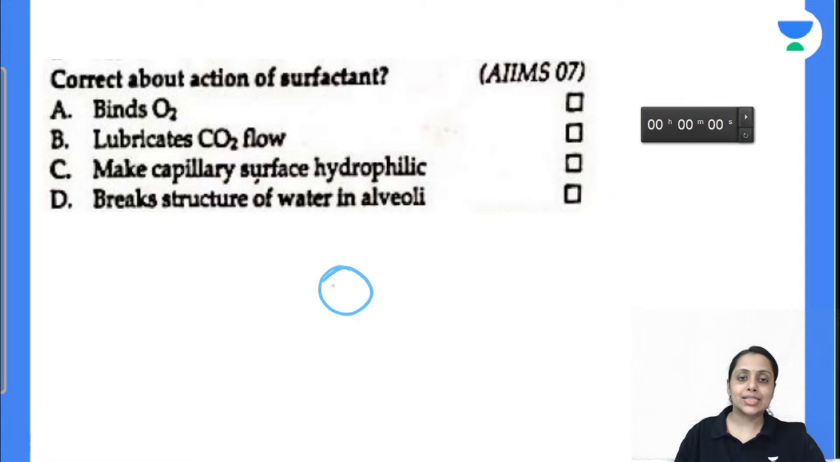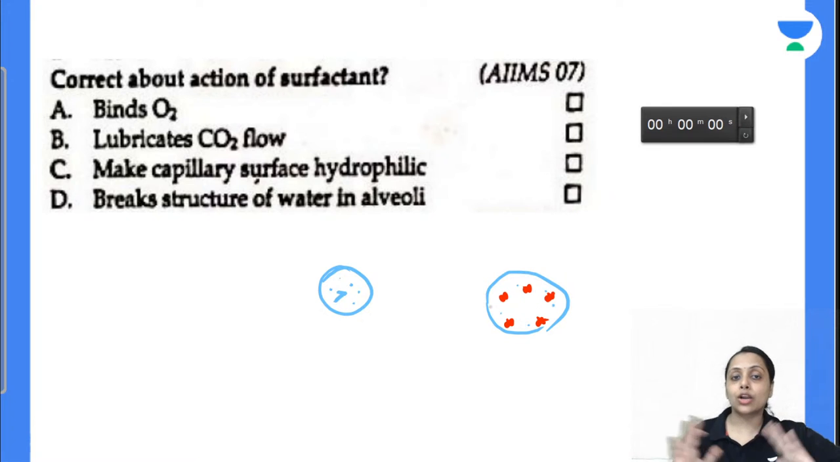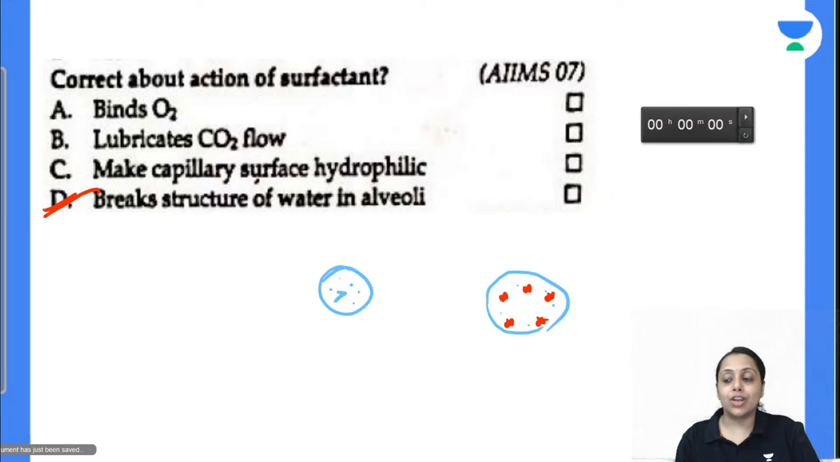This is our alveoli. It is lined with this water molecule. Water molecule has tendency to collapse the alveoli because it exerts the surface tension. And what does the surfactant do? Suppose this is our alveoli, lined by water molecule. This surfactant breaks this water structure, so the surface tension caused by this water molecule decreases. And that's why it prevents the collapse of alveoli. So it breaks the structure of water in the alveoli. It increases the surface area of alveoli.